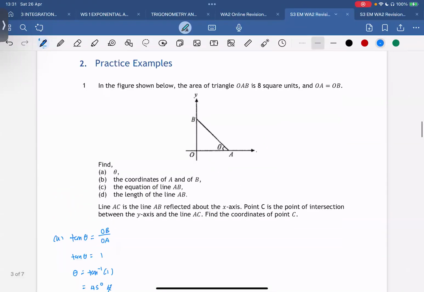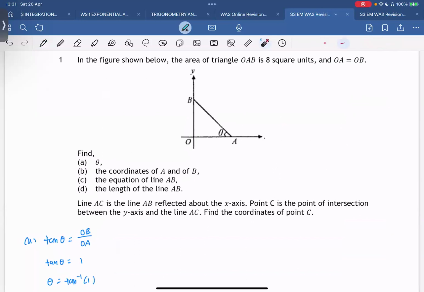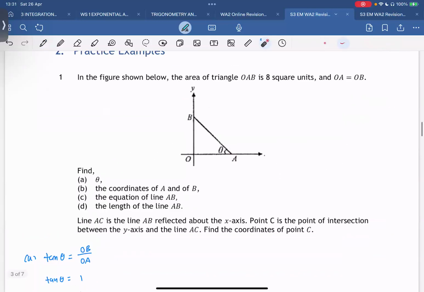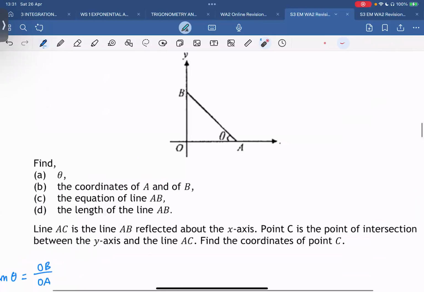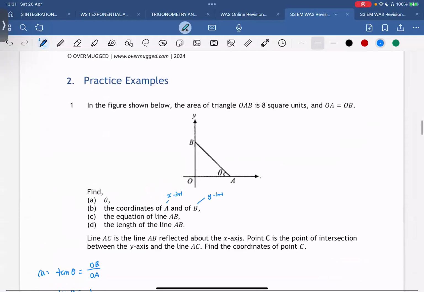Next is the coordinates of A and B. So recognize that A is just the x-intercept and B just the y-intercept. But the question never gives us any information about the equation of line AB. So we need to make use of this information, which is the area is 8 square units.